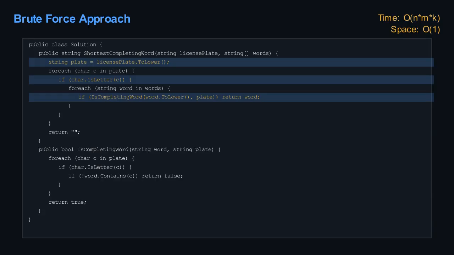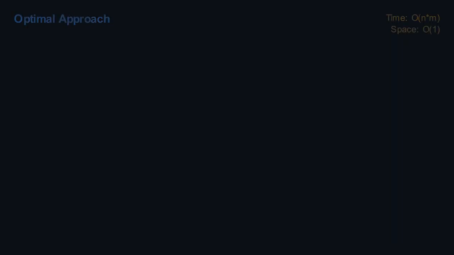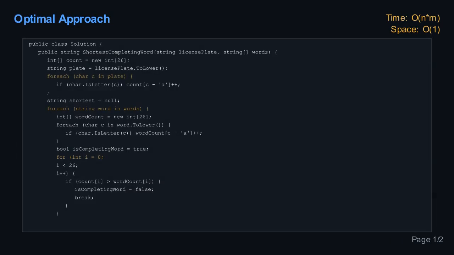This is inefficient because we are treating each letter as a separate search, instead of looking at the word as a whole. The key insight here is to stop searching for letters one by one and instead create a frequency map of the requirements.